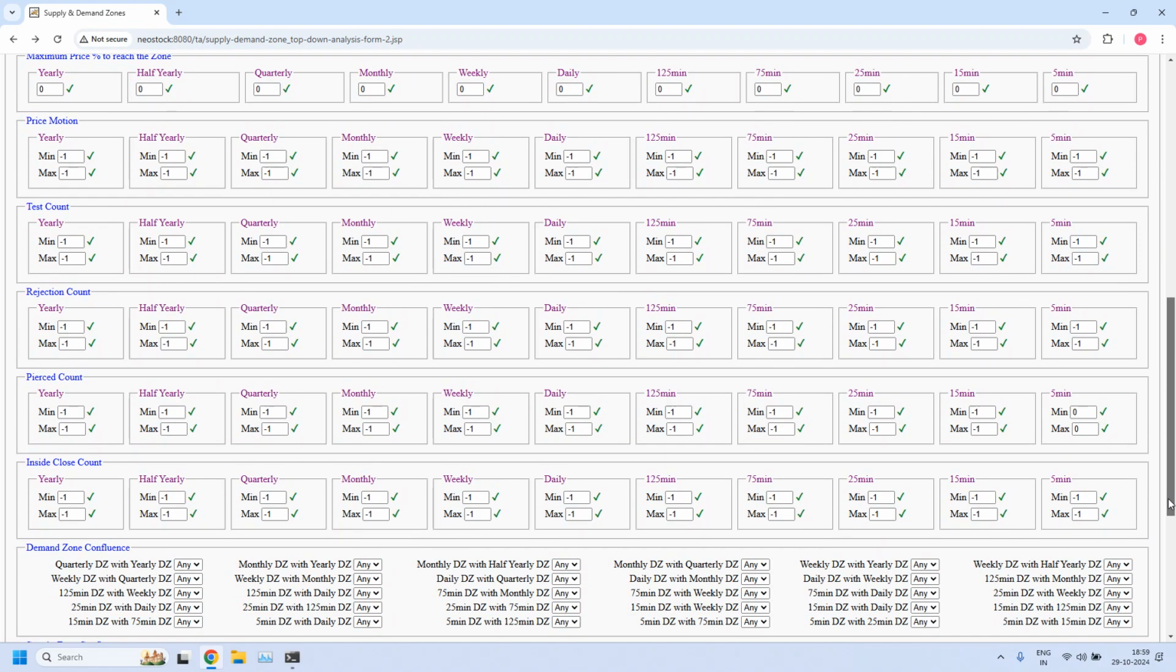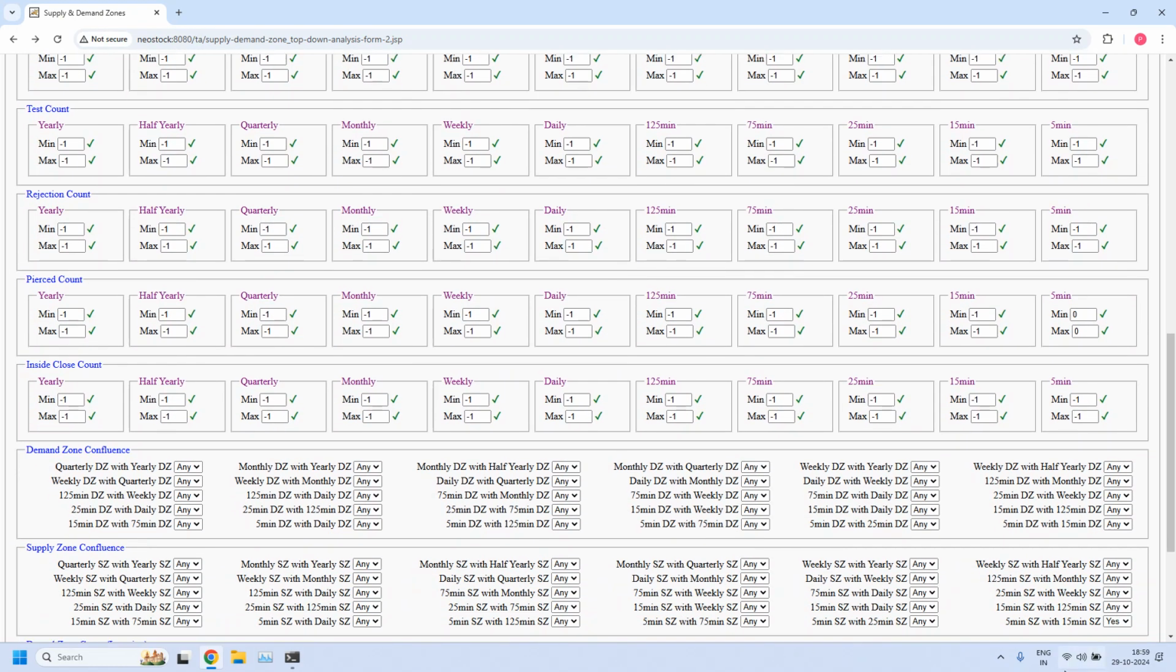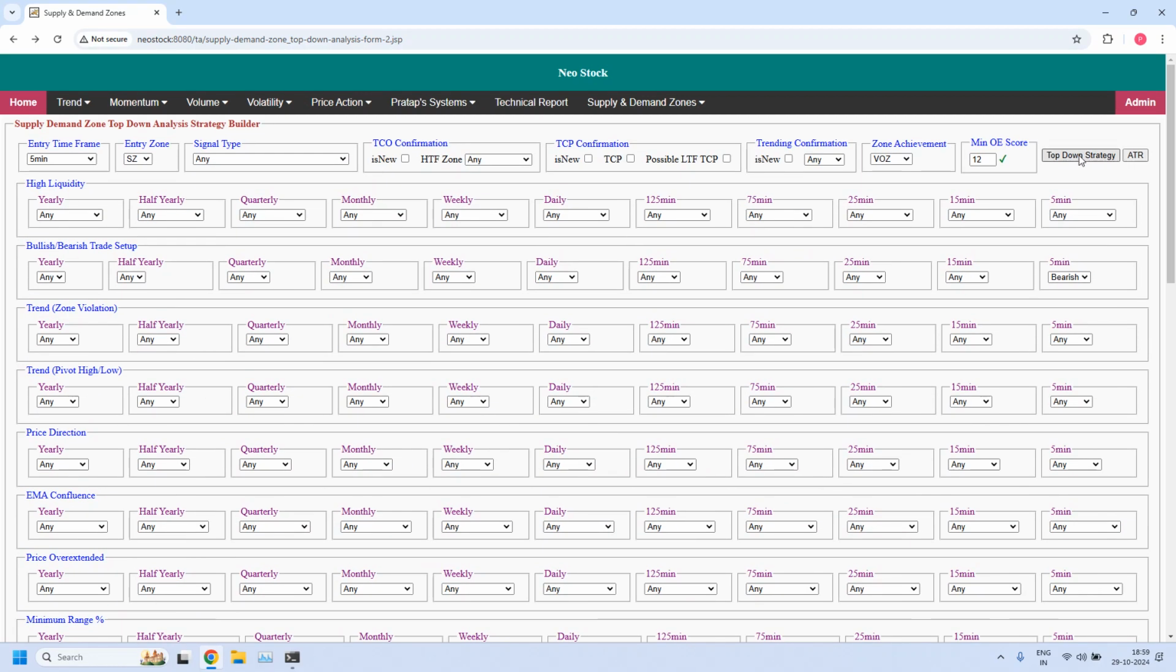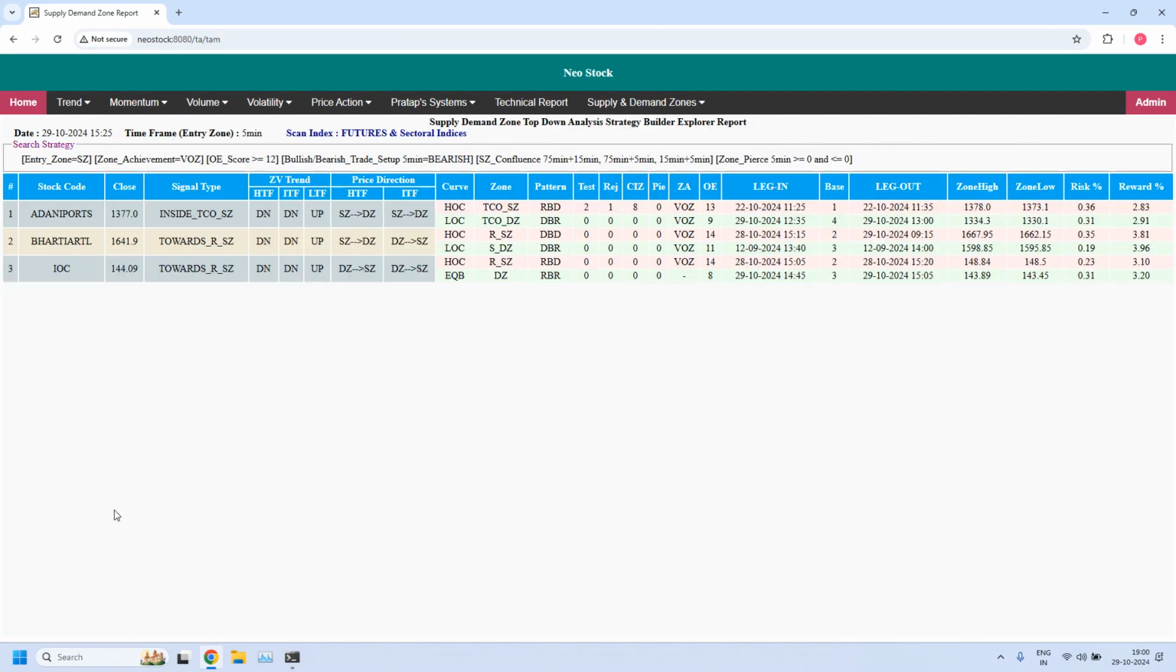Now let us look for HTF confluence among those 4 stocks. HTF is the 75 minute time frame, that is in the supply zone. 5 minute supply zone with 15 minute supply zone confluence is already enabled. Next filter, 5 minute supply zone with 75 minute supply zone confluence, and 15 minute supply zone with 75 minute supply zone confluence. With all the 3, LTF, ITF and HTF supply zone confluence, we got 3 stocks. In all these 3 stocks, the 5 minute supply zone is part of the 15 minute supply zone, both together again part of the 75 minute supply zone. And the 75 minute trend, the HTF trend, is down in all the 3 stocks.